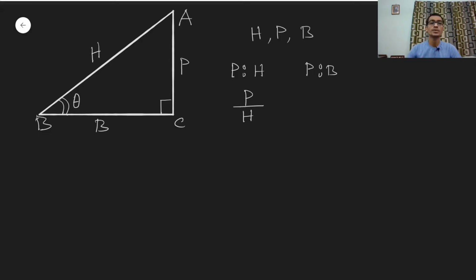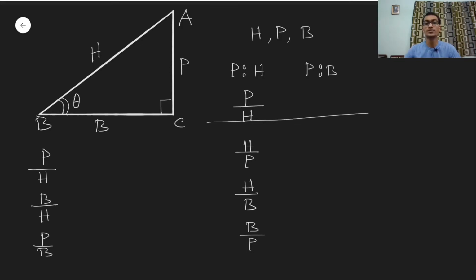So you may see that there are only 6 ratios with these three sides. These are perpendicular by hypotenuse, base by hypotenuse, perpendicular by base, and similarly hypotenuse by perpendicular, hypotenuse by base and base by perpendicular. You cannot write any other ratios with these three sides, hypotenuse, perpendicular and base.